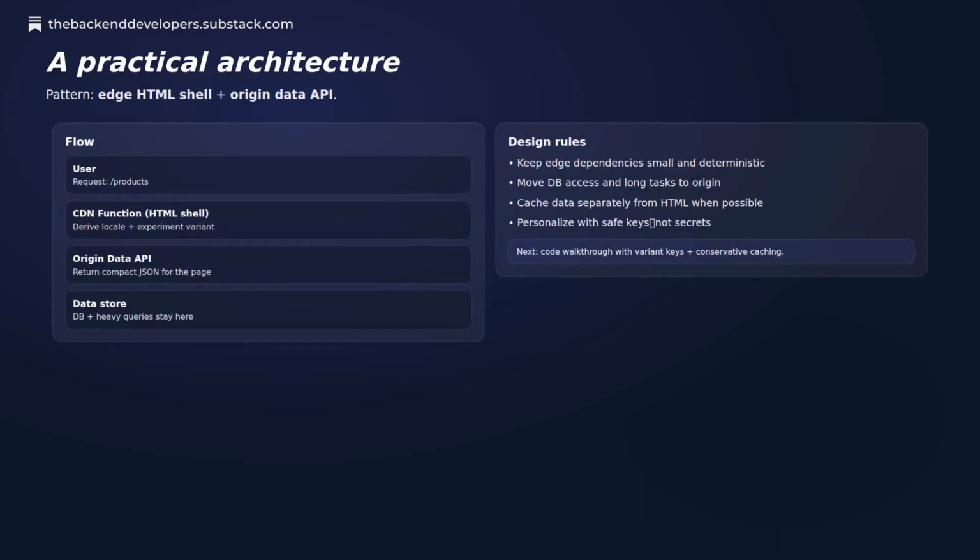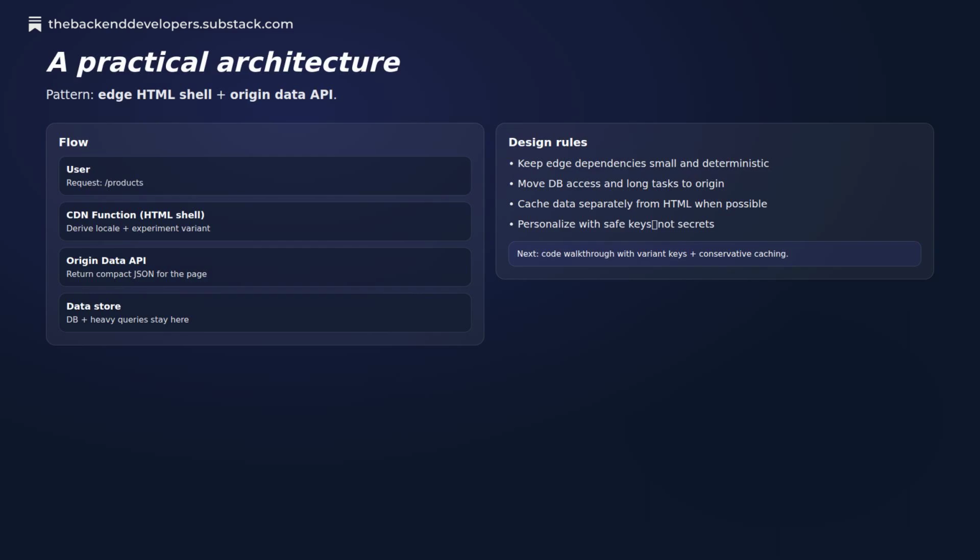A practical architecture: edge shell plus origin data API. A pattern that works: the edge composes HTML and routing, while an origin API does data-heavy work. The edge reads safe context like URL and locale, calls a compact data endpoint, then renders HTML. Keep dependencies small, move DB access to origin, and cache data separately from HTML when you can. Here's Python-flavored pseudocode showing variant keys and conservative caching for authenticated users.